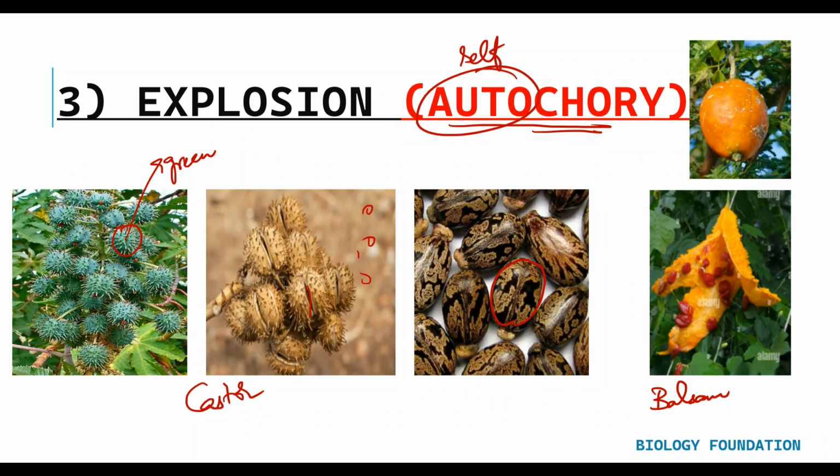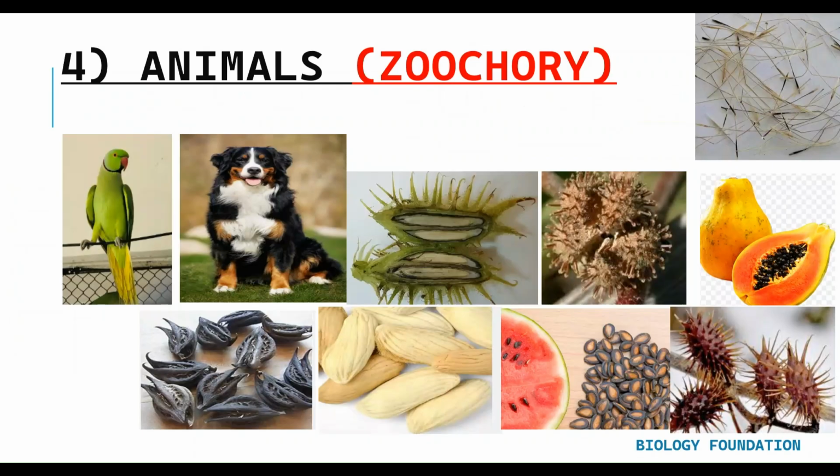The same thing happens with balsam. Can you see how the fruit is? And once it starts drying, you can see that the seeds start falling. So it's self-dispersal. Therefore, it is called autochory. And during this process, what actually happens? The fruit dries and it explodes, releasing out the seeds. Hence, the name explosion or autochory. Clear? Examples are seeds of castor and balsam, where the fruits dry and they burst open, releasing the seeds.